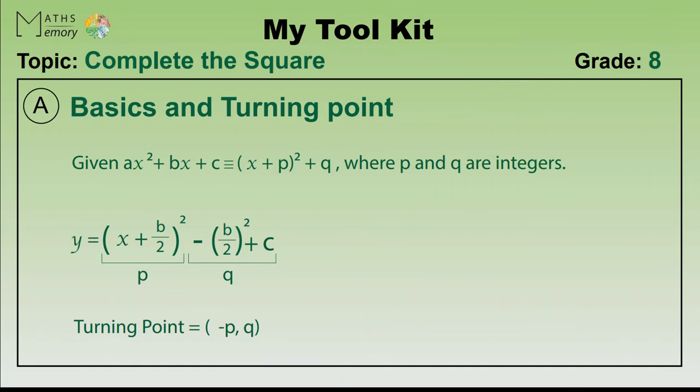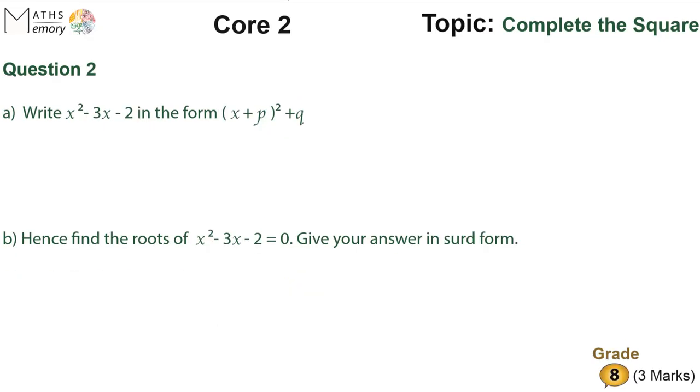Press pause on this toolkit revision card. This is section A, and this is what we have just shown you: how to interpret the basics and how to find a turning point on a given complete the square problem. Look at how we have shown you how to find P and Q, and also the turning point, a quick way of finding it once you have it in this format: minus P, comma, the leftover bit, which is Q. Press pause to make sure you get this.